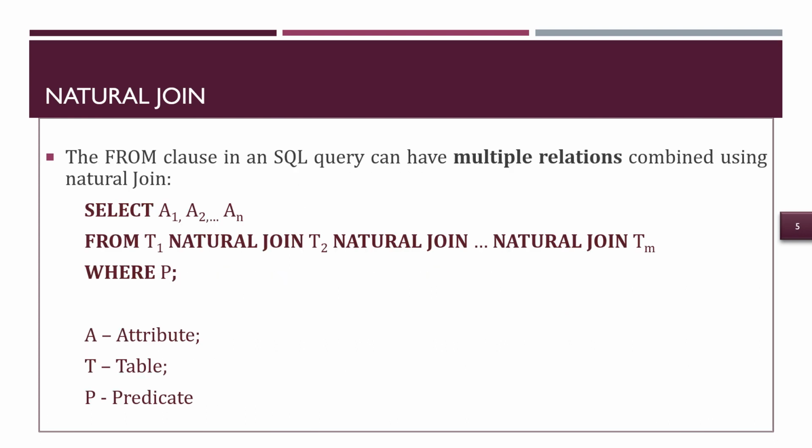In the from clause, we can have multiple relations. These multiple relations can be combined using natural join. Select A1, A2 up to AN from T1 natural join T2 natural join T3 and so on up to natural join Tm where P. Here A1, A2 denote the attribute names, T1 represents the table names, and P specifies the condition, the predicate. So we can have multiple relations combined using natural join in the from clause of an SQL query.